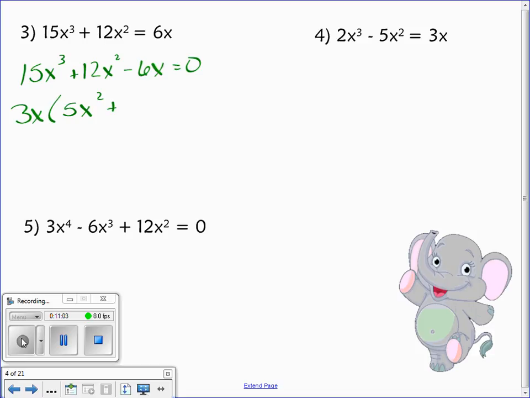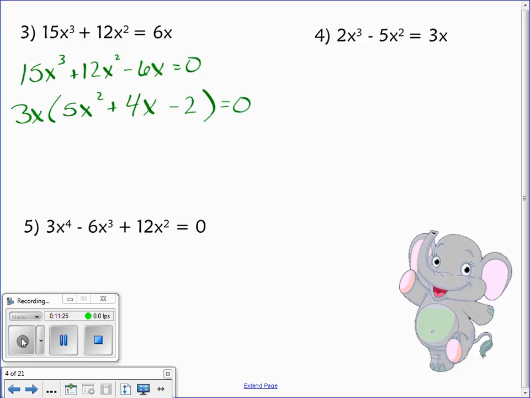I forgot to divide it. 4x. Hey, we all do that. All right, so then you tried to factor from there, right? And it doesn't factor. But I'm still supposed to solve. True or false? I can solve anything with the quadratic formula.